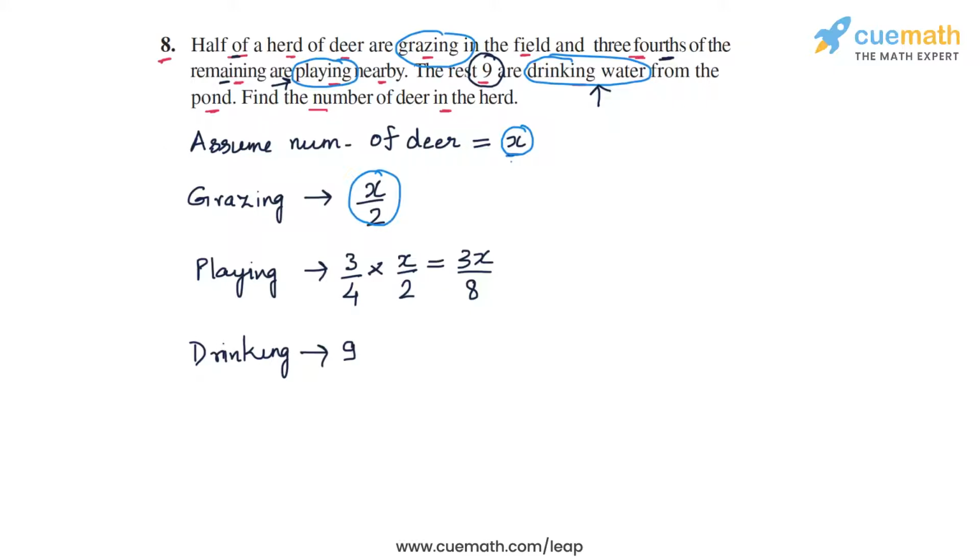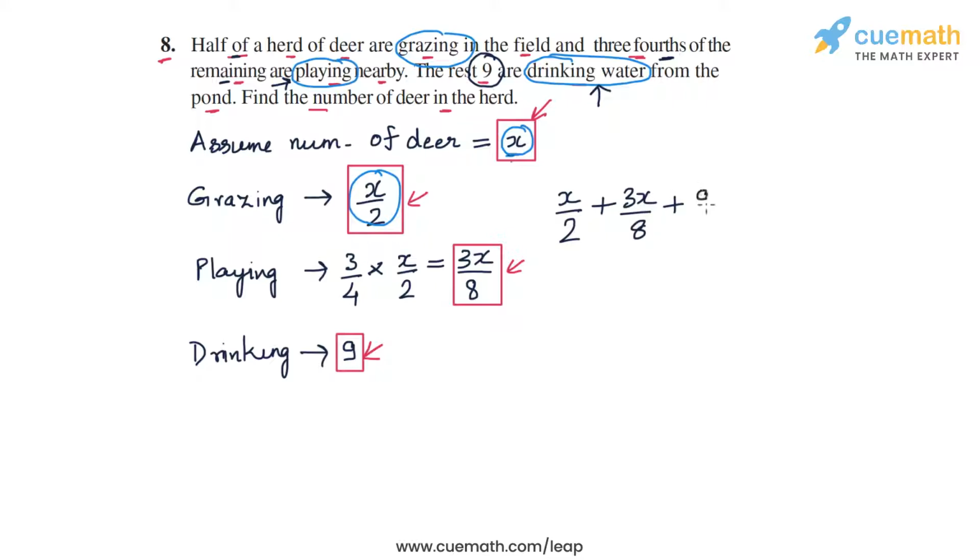So now we have something very interesting. We have the total strength of the herd, and this has been split into 3 parts. Some deer who are grazing, x by 2, some deer who are playing, 3x by 8, and some deer who are drinking, 9. So what we should have now is the sum of x by 2, 3x by 8 and 9. This should be equal to the total strength, which is x. And this is how we can set up an equation in x.